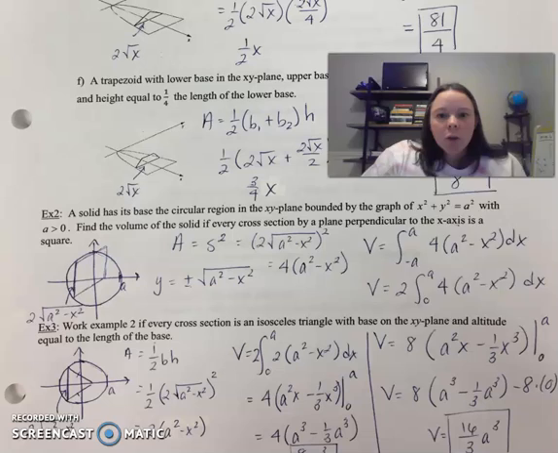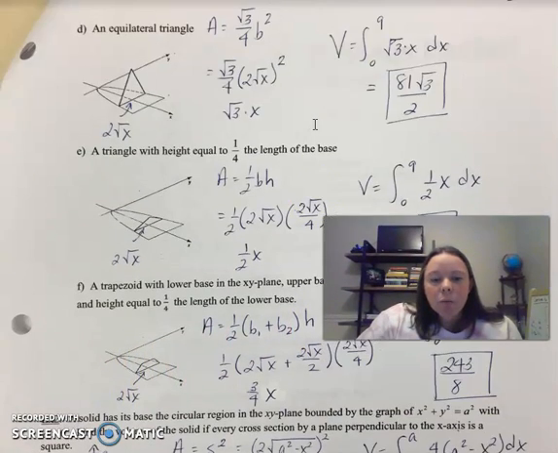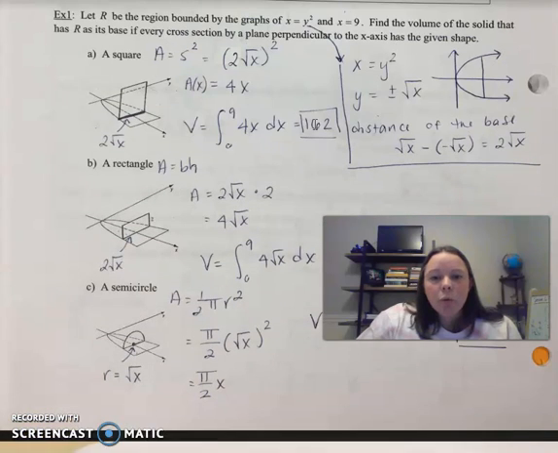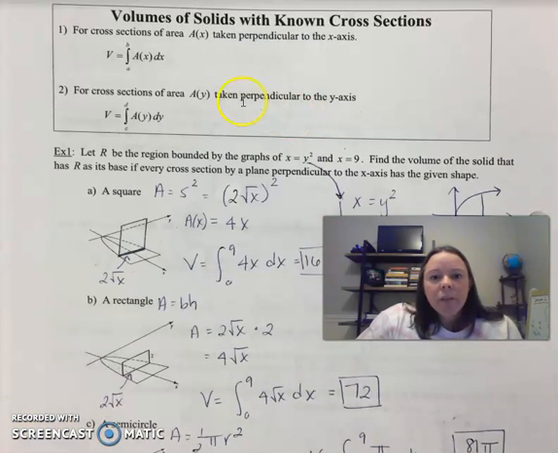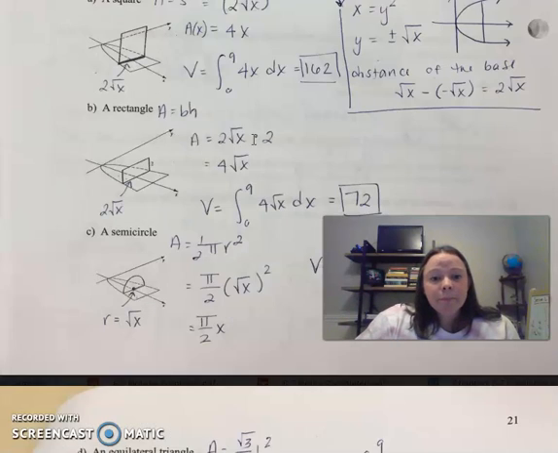Now I need to go back here. All of these were perpendicular to the x-axis, so we did the integral with respect to x. If it's perpendicular to the y-axis, you'll need to do the integral with respect to y. Okay, and that's the same as when we were revolving. If you revolve around a horizontal, it needs to be in terms of x. If you revolve around a vertical, it needs to be in terms of y.